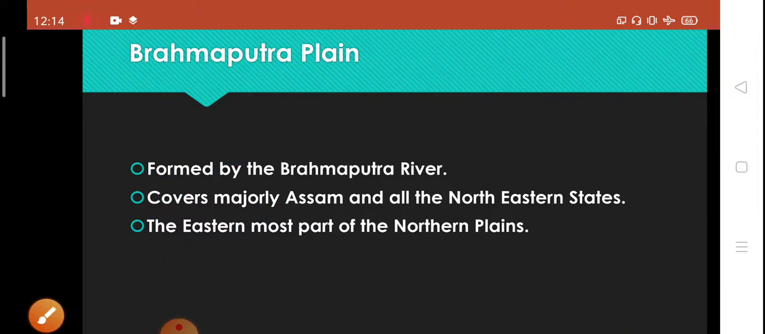Okay, so I guess this part is very clear to you, and the northern plains physiographic division has been covered in great detail. If you find any problem in any of the points, then we can discuss it in the next class or whenever you want to.